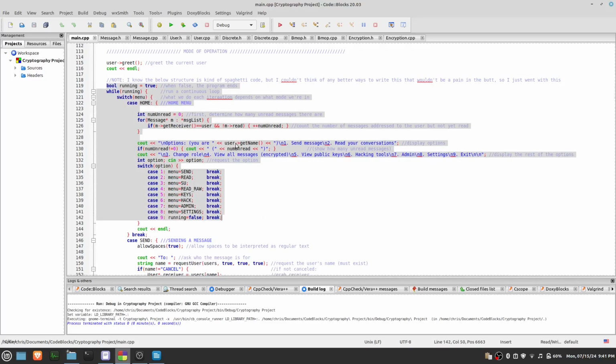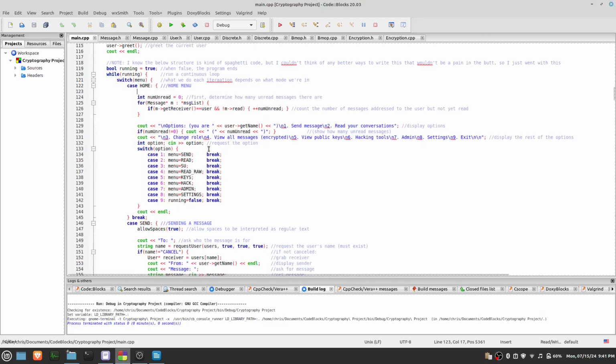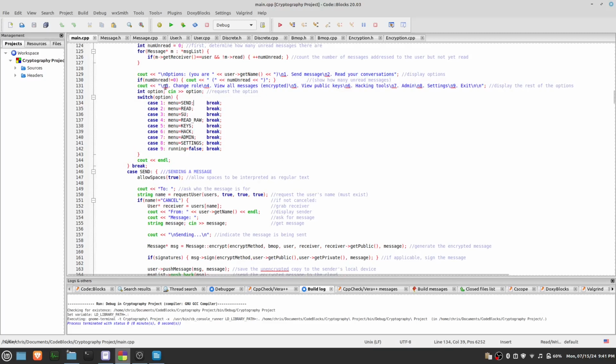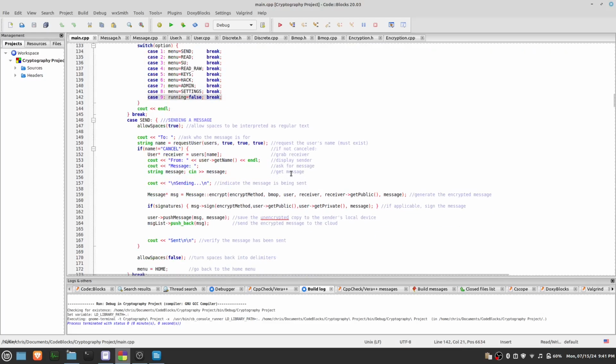So we start out in the home menu. It displays all the options, and then here is that extra bit of code where, if there are any unread messages, it tells us that. And then whichever option we pick sends us to a different menu place, except option 9, which ends the program. It ends the while loop.